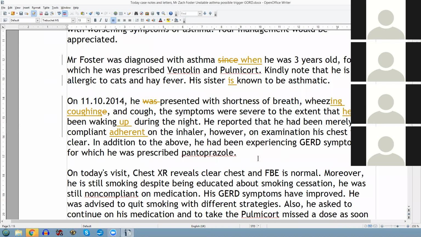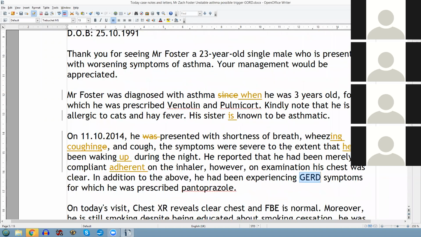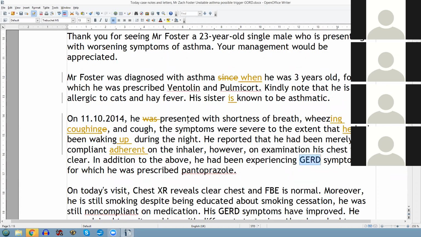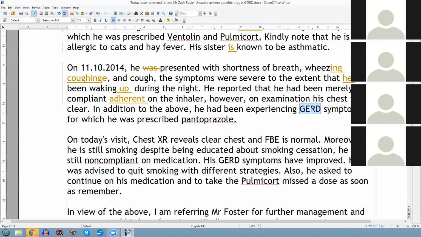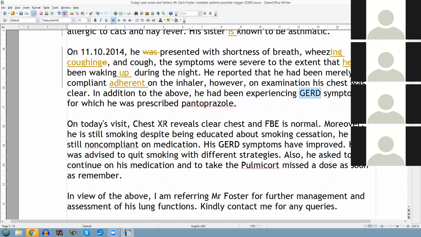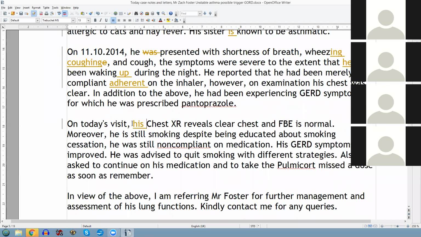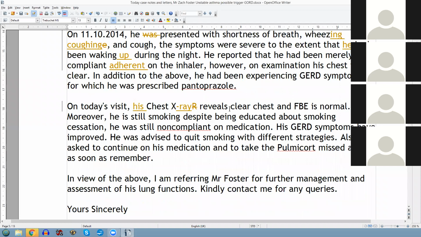I thought it was GOD. Which is, so again, when you're introducing that, you need to spell it out. And I would have probably put that in the introduction like some of the others did. And then use an acronym. Today's visit checks chest XR. If it looks too much like note form, that's not what they want. We don't want it. His chest X-ray reveals clear chest, or a clear chest, and FBA is normal.